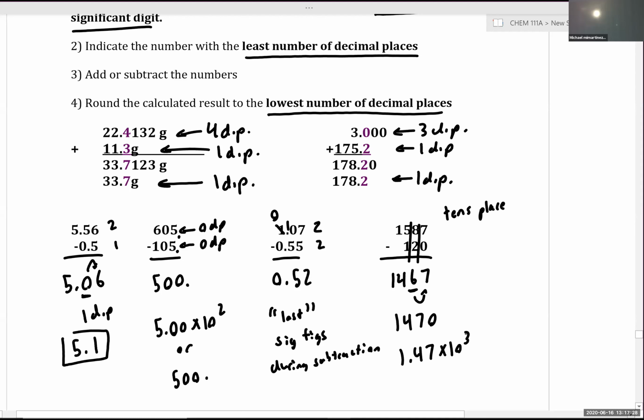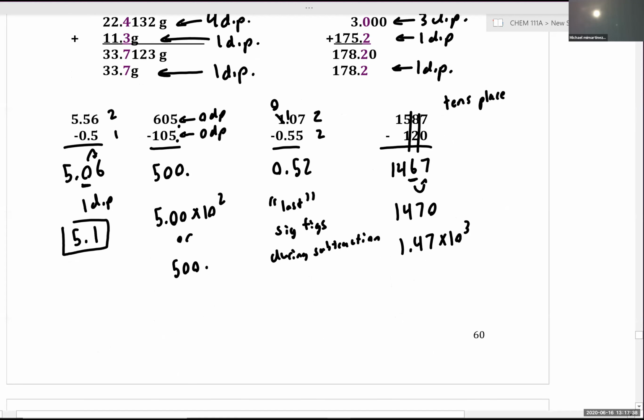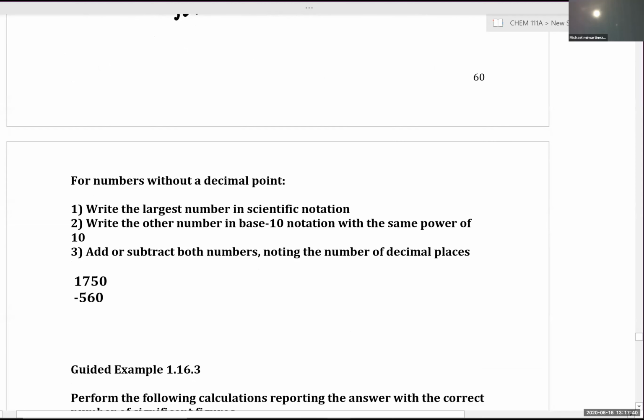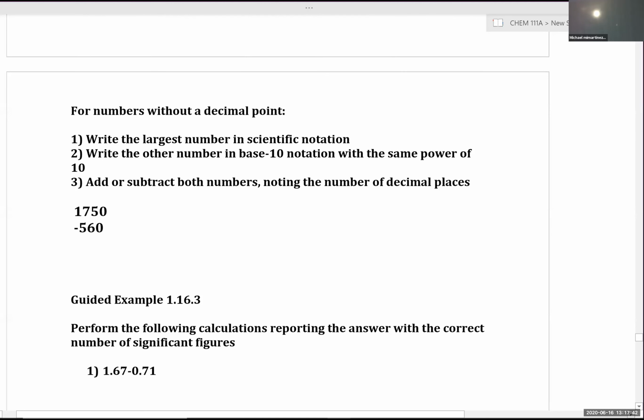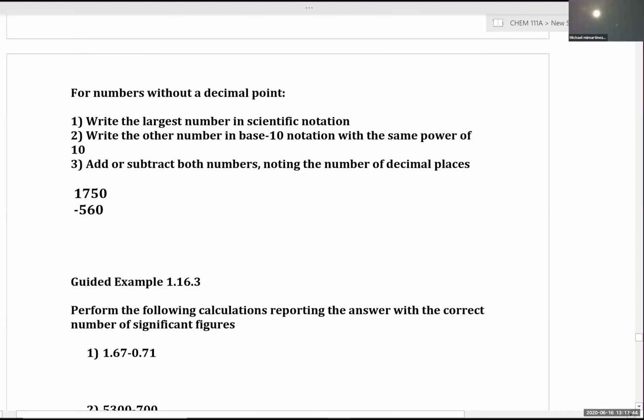Any questions on these examples? If not, let's test our understanding with a few problems. But before that, let's talk about another way of handling numbers without a decimal point.